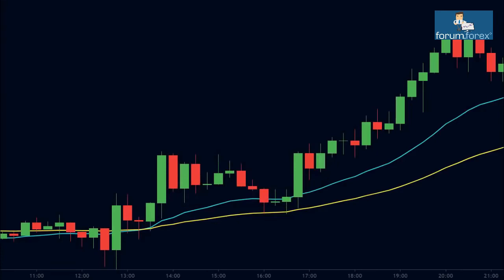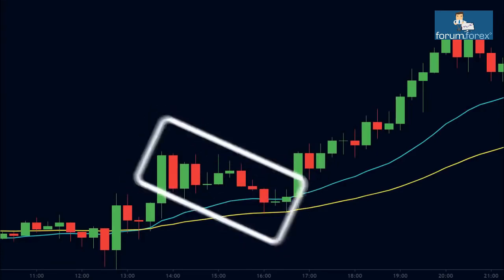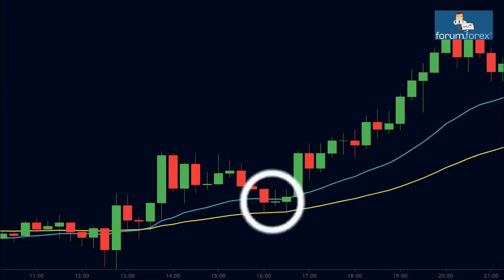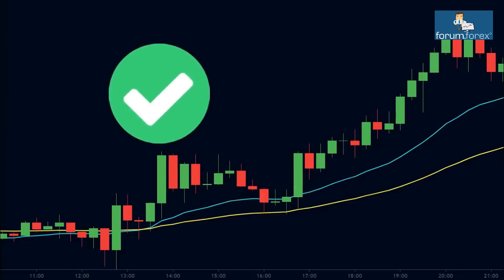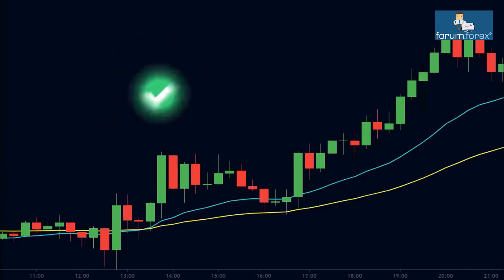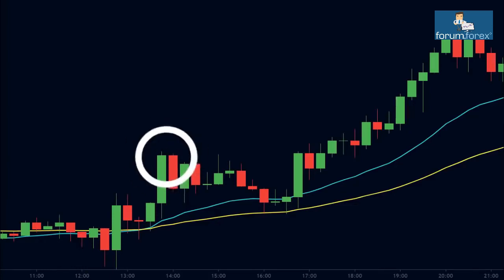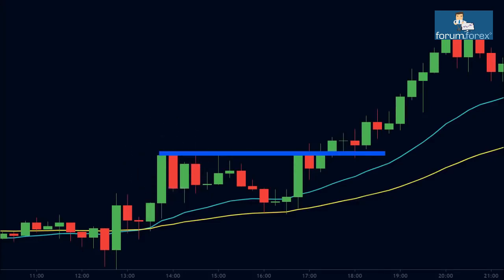Now we wait for a pullback. Here we see that the price has successfully made a pullback. The pullback touches the 20 EMA and it does not break below the 50 EMA. Hence, the trend is still intact and the pullback is valid. So now, we wait for the price to break the most recent swing high. Here is the most recent swing high.